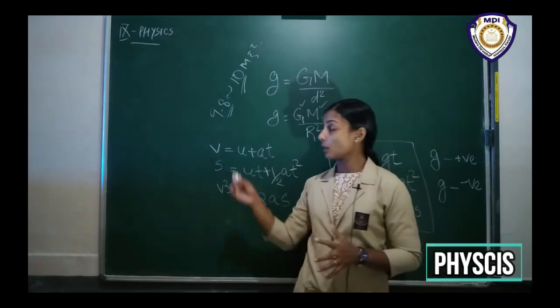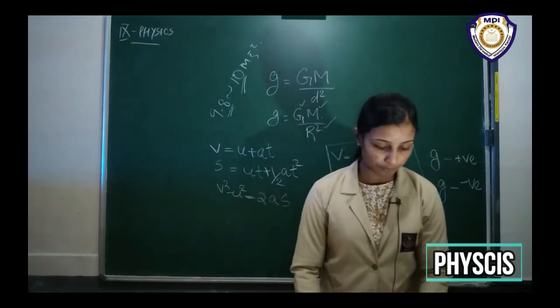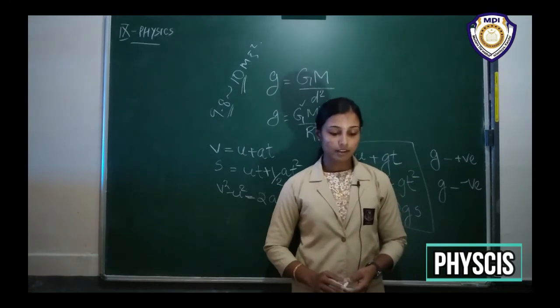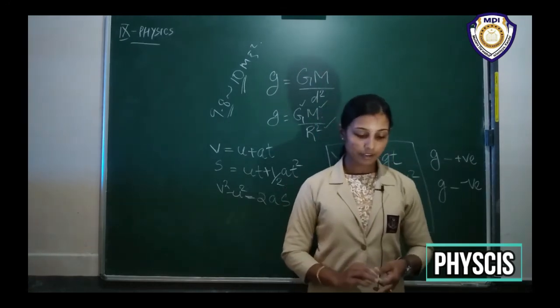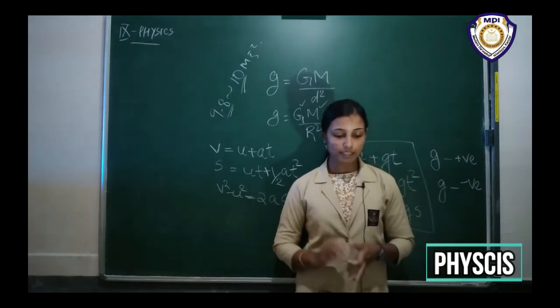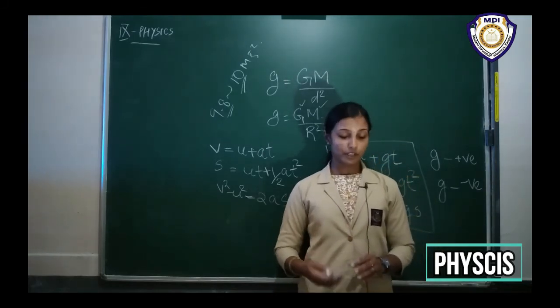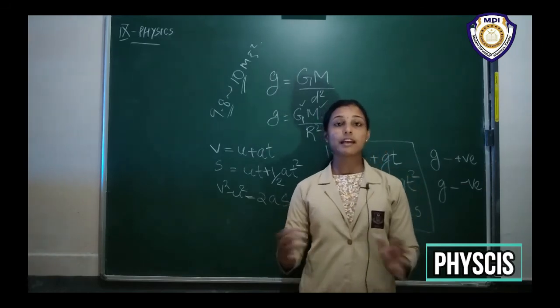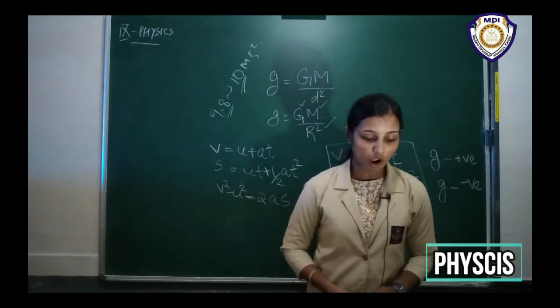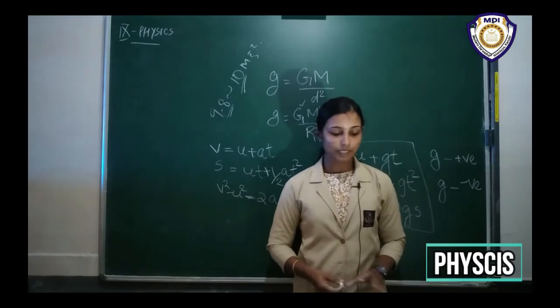Otherwise, you have a value 9.8. Okay, so what is the question? What is its speed on striking the ground? What is the average speed during the 0.5 second? And how high is the ledge from the ground?